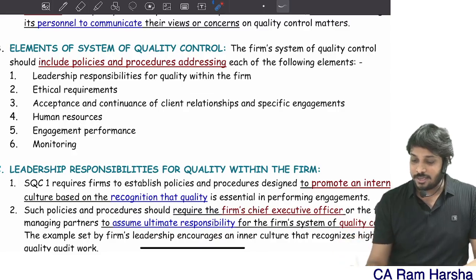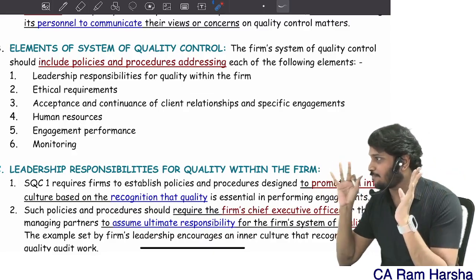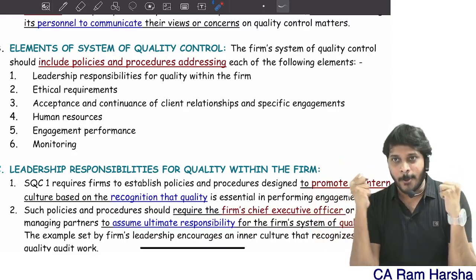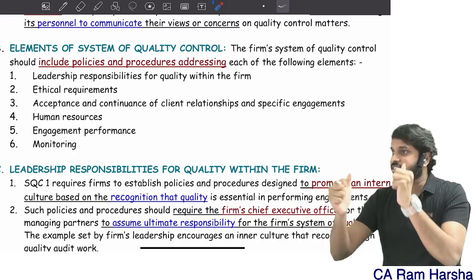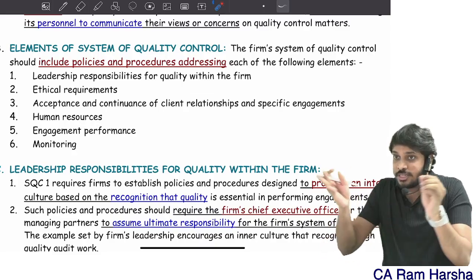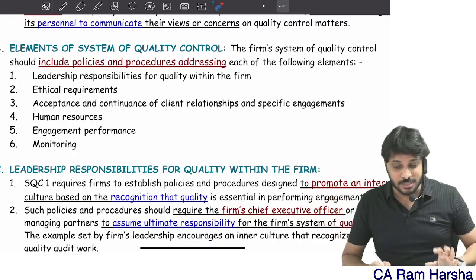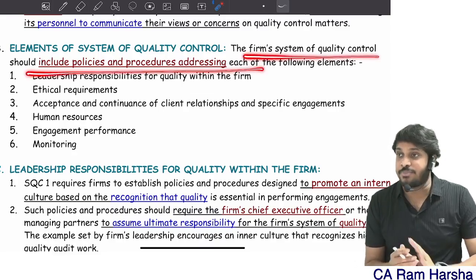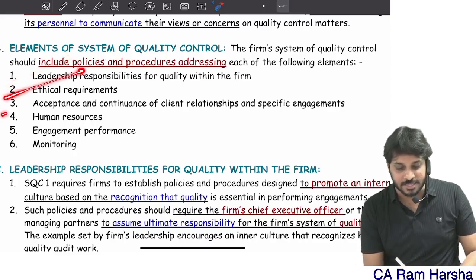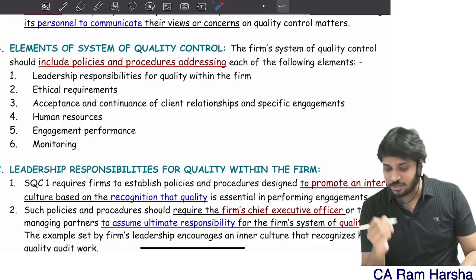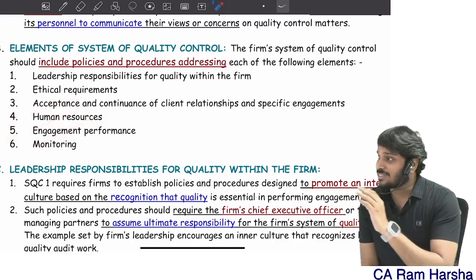That's why, if this entire practice is called quality control. This entire policy is called as what? Quality control. In order to achieve the quality in the service that we provide, we need to control the processes that we are doing. Quality control policies and procedures. The firms should establish policies and procedures for leadership responsibility, ethical requirements, acceptance and continuation of client relationship, human resources, engagement performance, monitoring.